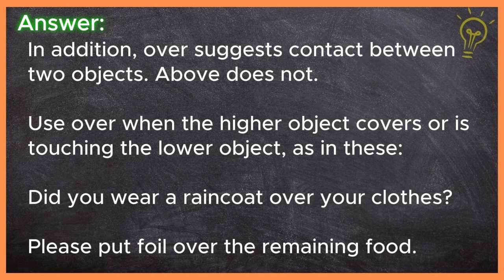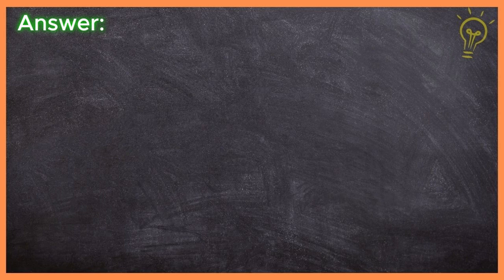In addition, over suggests contact between two objects. Above does not. Use over when the higher object covers or is touching the lower object, as in these. Did you wear a raincoat over your clothes? Please put foil over the remaining food.